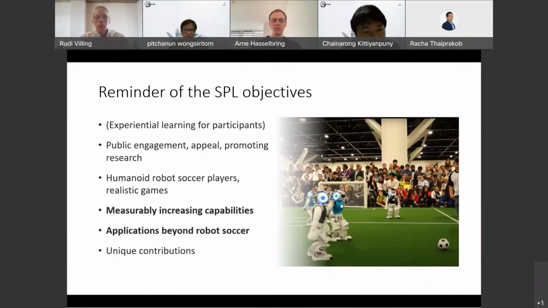So just a quick reminder of what we want to achieve in SPL. We want to have appealing games that engage the public. We want to have realistic games, but we want to see measurably increasing capabilities of the robots and the teams, and we want to see some applications beyond RoboCupSoccer. So what this means is that it is not good enough to play attractive games alone or to be entertaining. It is not good enough to simply come to RoboCup and be able to play soccer, particularly if your ability to play soccer has been based on open source code. Instead, we need to see contributions from all teams in the league, helping to improve the general standard of the league.